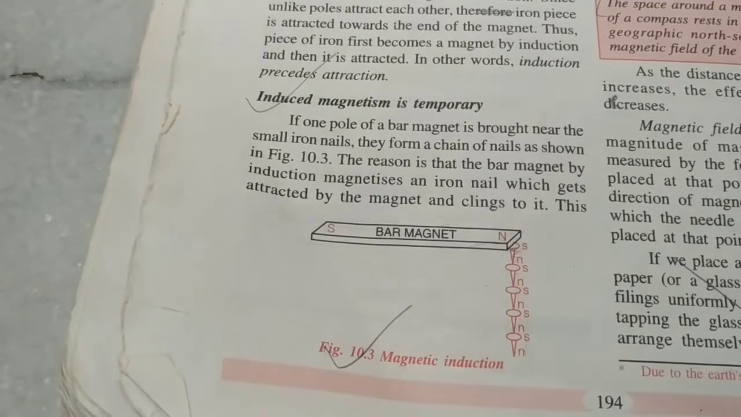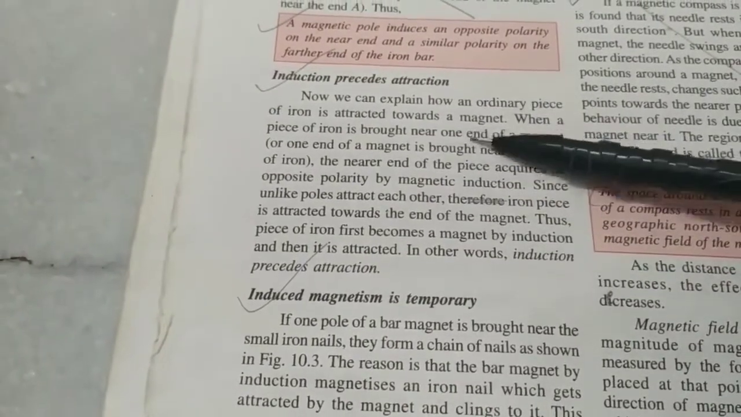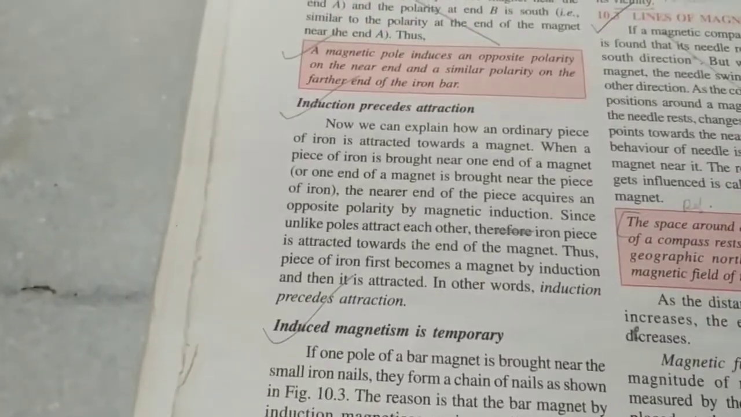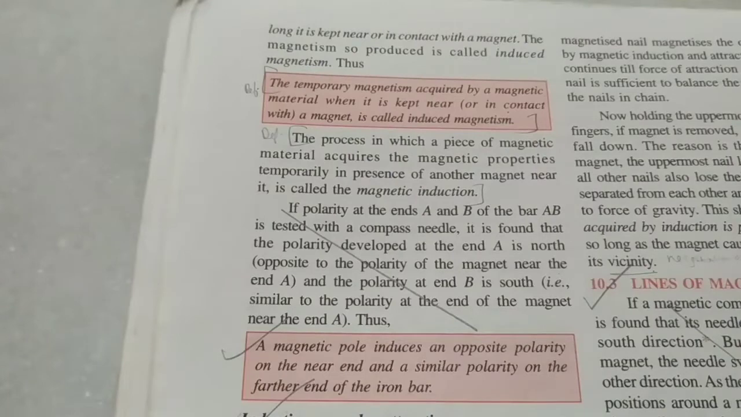This proves that this induced magnetism is temporary. So this can be asked for 2 marks each, either induction precedes attraction, explain, or an experiment to prove that it's temporary. You're supposed to read the entire textbook here. I'm just explaining the concepts. There are a few definitions.